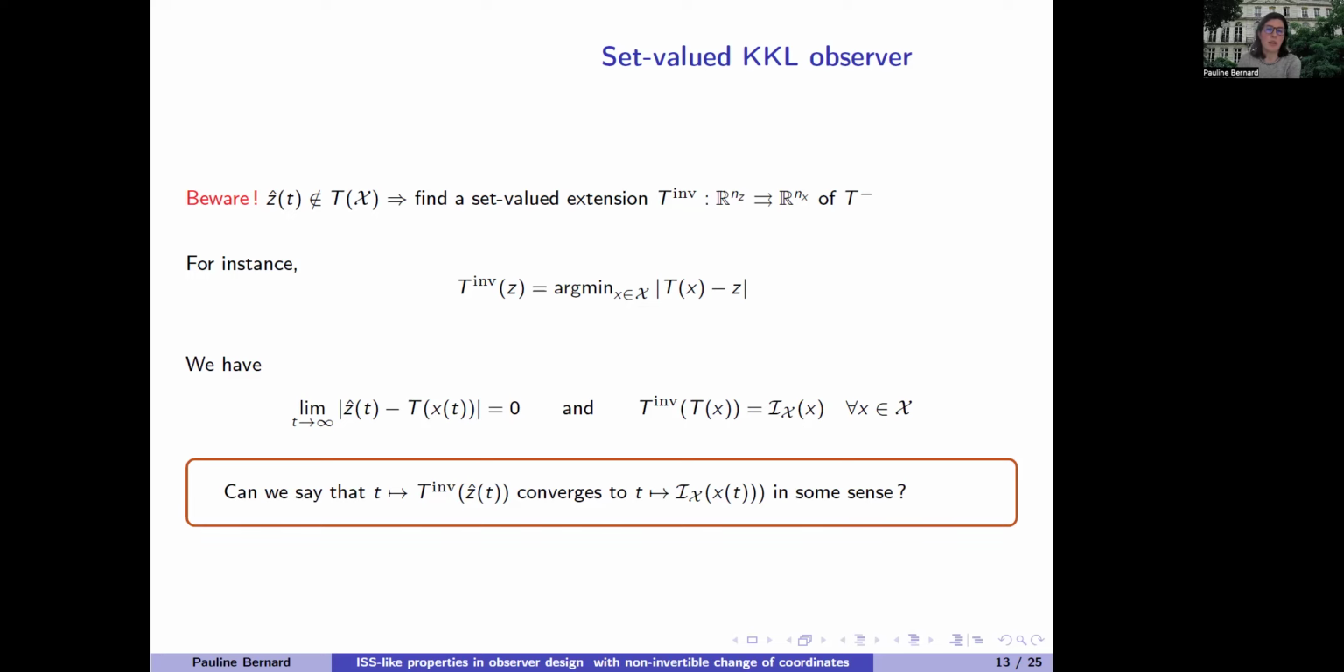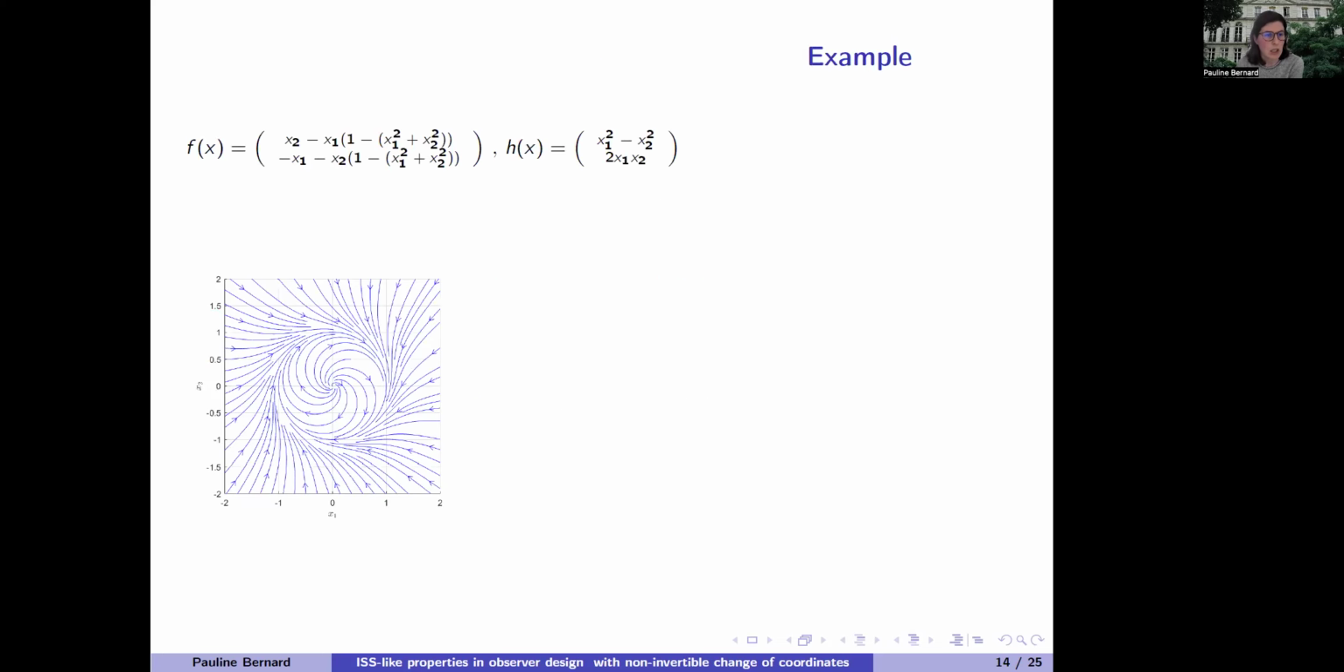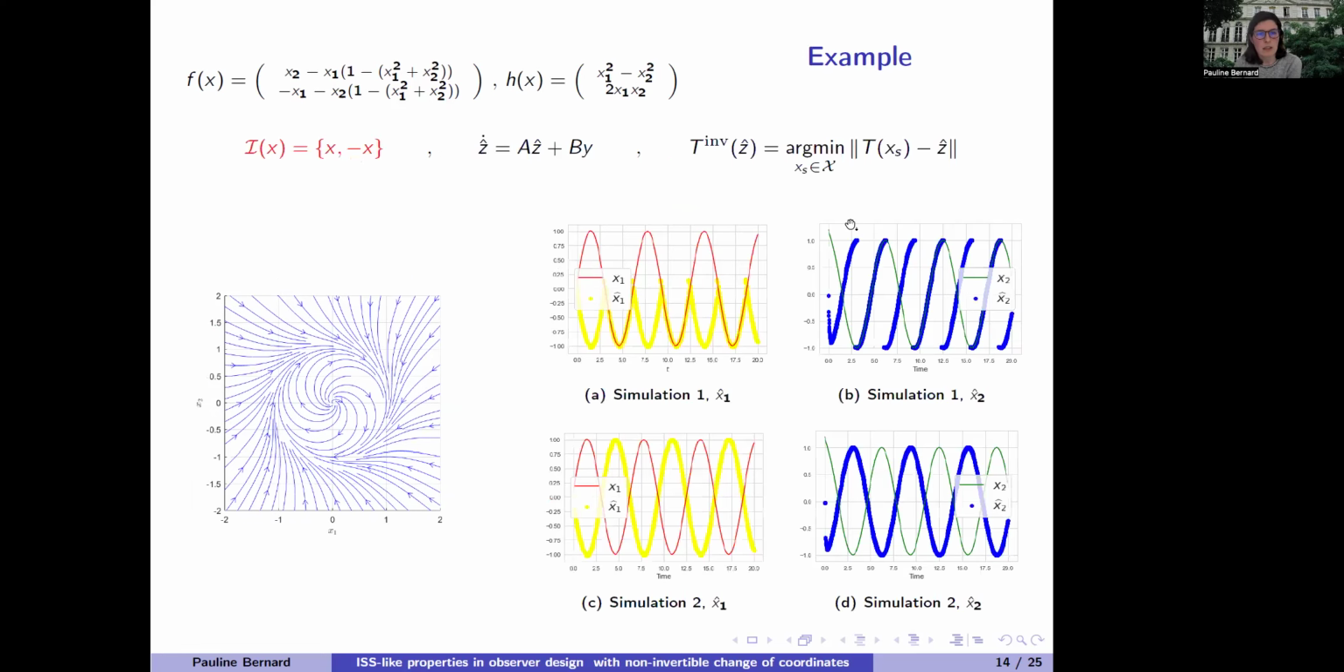And you obtain a problem of set convergence, right? Because now you have sets. So just a quick example to give you an idea. If you take this very simple two-dimensional system with this output, you have a symmetry, and the symmetry is not broken by the output. And so all the points X and minus X are indistinguishable. They trigger the same output at all times. So you can still try to run the KKL observer.